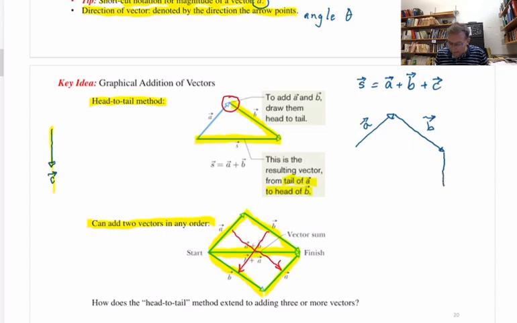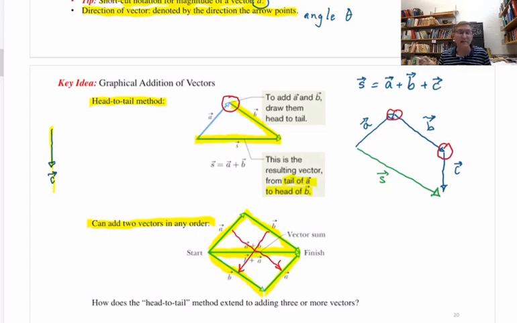Like that. All right? Note then that B and C are head to tail, and A and B are head to tail. So it's just one after the other, like a sequence. And now the rule for getting the sum graphically is you go from the tail of the first, in this case, to the head of the third one, the last one, like that. That's S arrow. From the tail of the first to the head of the last.